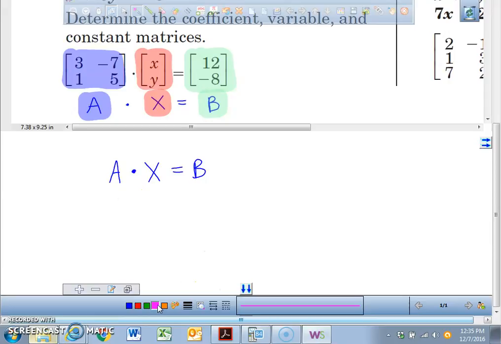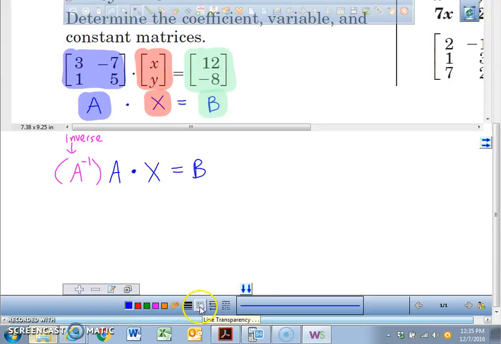What did we do yesterday? We found certain things called... Not determinants. Inverses. So what I want you to do right here, on the left side, I would like you guys to write A to the negative 1, which represents A's inverse. We found inverses yesterday. Okay?